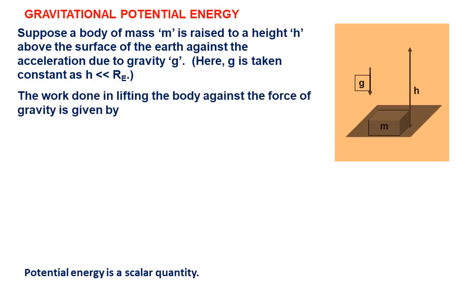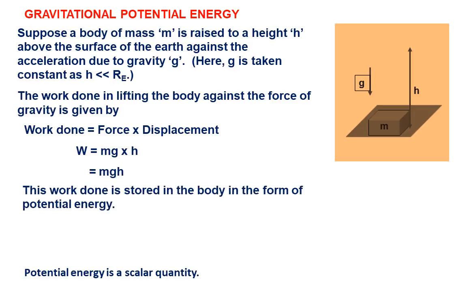The work done in lifting the body against the force of gravitation is given by force into displacement. Here the force means the weight of the body which you have to overcome, so it will be mg, and h is the height. So it will be mgh. And this work done is stored in the form of potential energy. Therefore, the potential energy will be denoted by the symbol U, and it is equal to mgh.